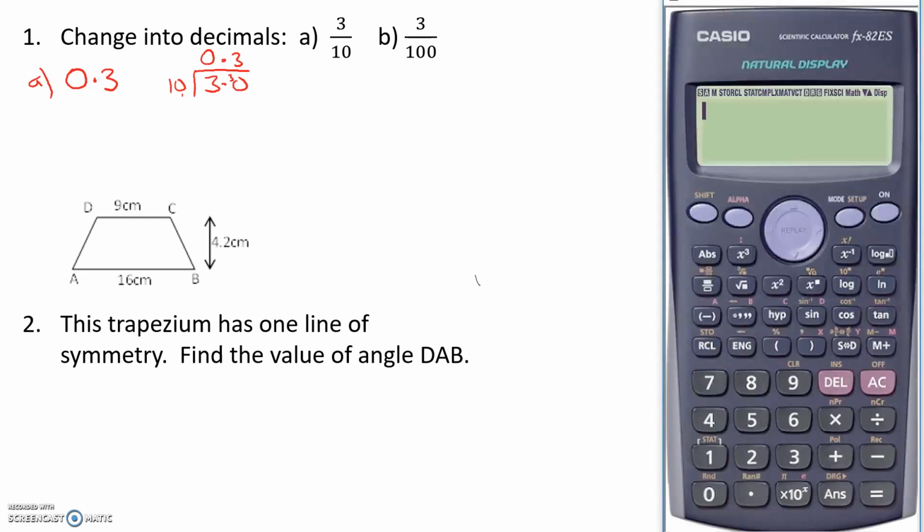Same answer. Calculator paper. Really shouldn't be on a calculator paper, but 3 divided by 10. 0.3. Stick it in as a fraction. You get the idea. Okay? 3/10, 0.3.